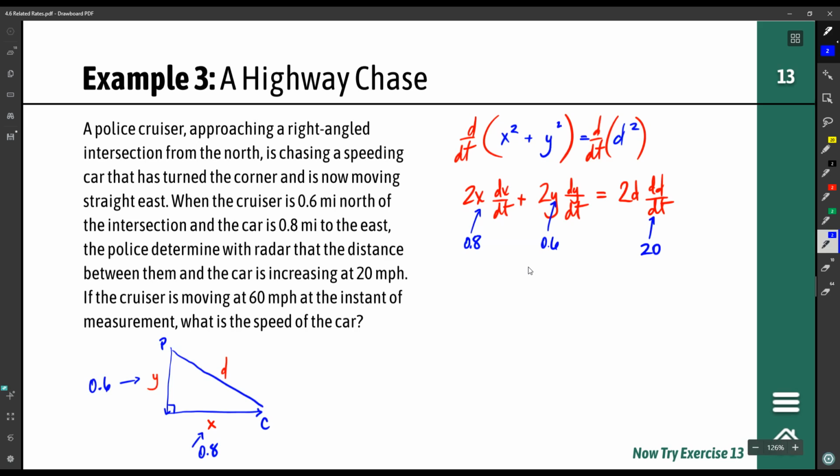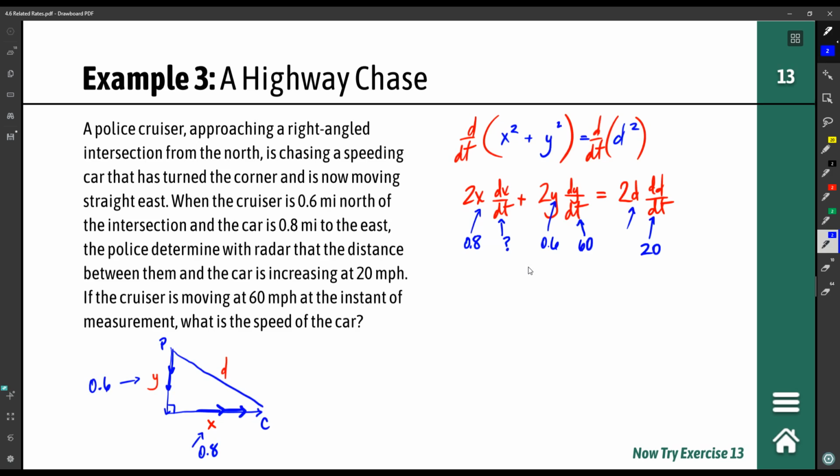That's 20. If the cruiser is moving at 60 miles an hour, so that's the rate of change in the police cruiser, which in this case, that's reflected by dy/dt. The cruiser is moving at 60 miles an hour. What is the speed of the car? So the speed of the car, that's the change in x. That's dx/dt, what I'm trying to find. There's still one variable left. That's the d over here on the right side, 2d dd/dt.